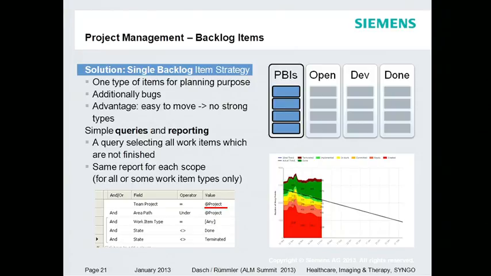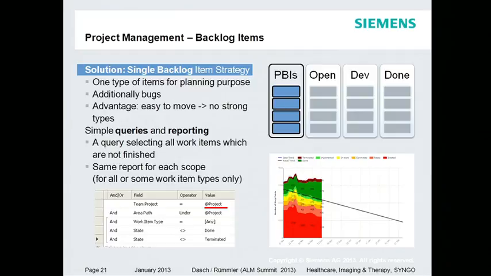But there is one advantage I would like to point out here. If you use such a single backlog item strategy, you have a unified lifecycle, which means you have easier work item queries. This technique ensures you have one lifecycle for all of these work items. The next thing is the work item queries. The usability for these work item queries is much better. It makes reporting easier, as you can see here in this chart.